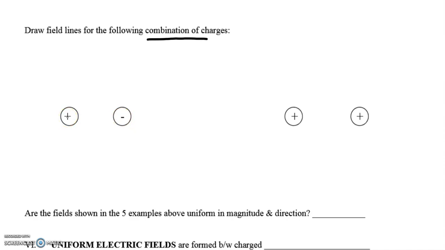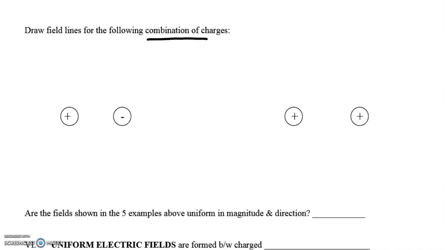Well, we have to draw field lines that show that these two are attracting, right? A positive source charge and a negative source charge attract each other, so the field lines should reflect that, and they should also reflect the direction as well as the strength of the field. So again, don't put anything just yet.